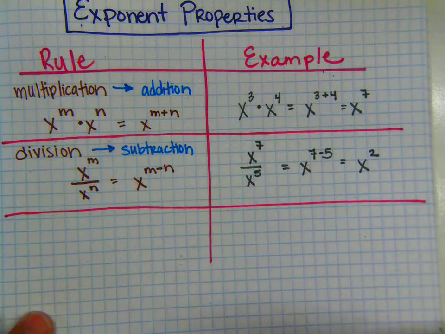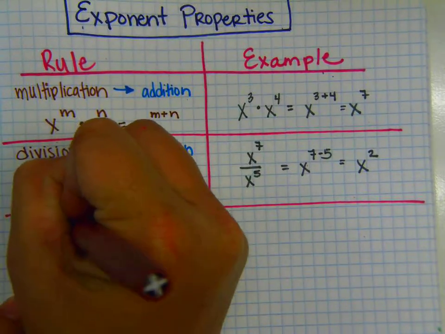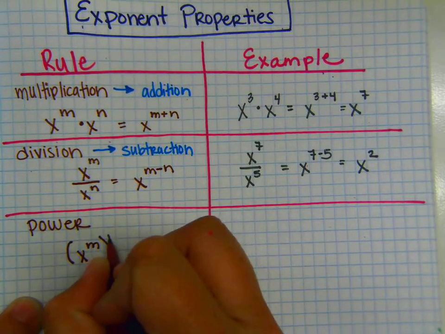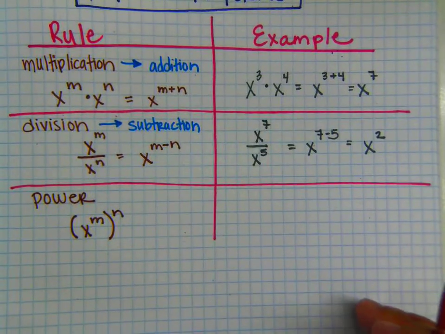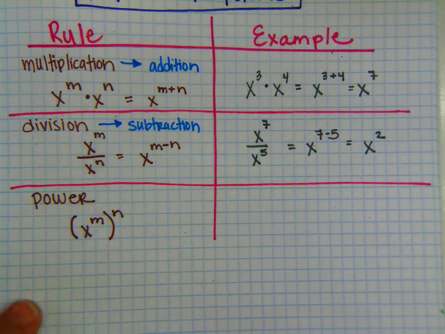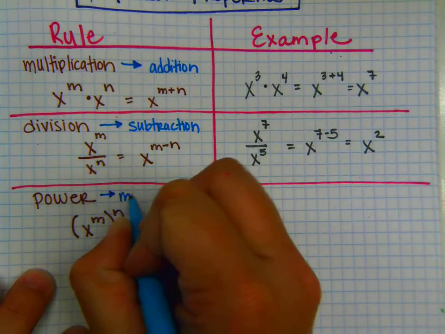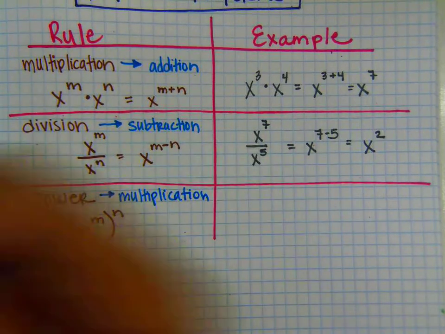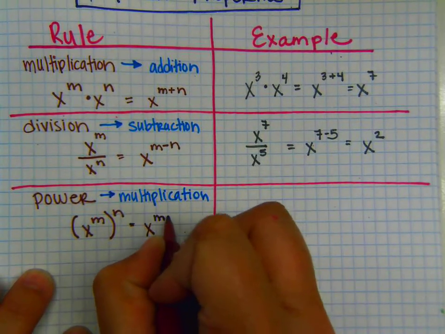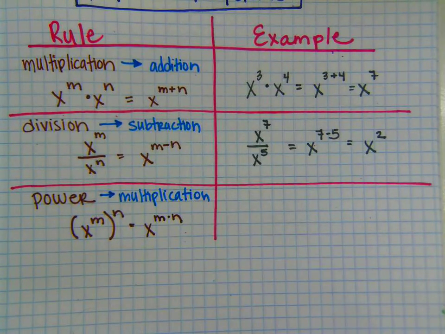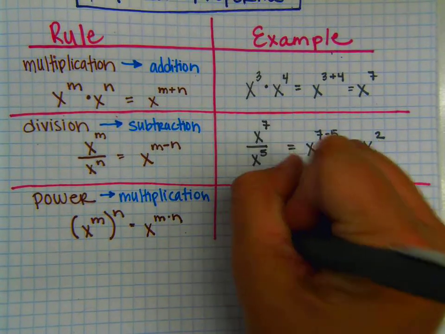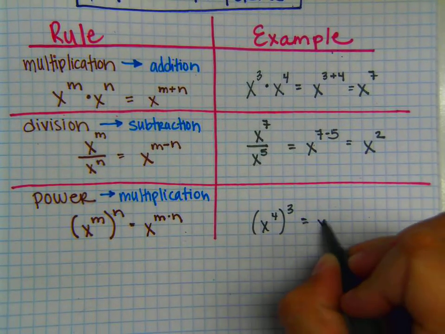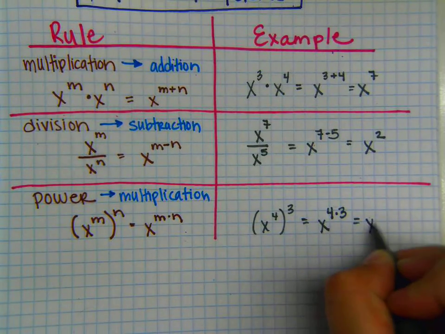We're going to have the power rule, which would look like x to the m to the nth. So we have an exponent raised to another exponent, and when you have that, you're going to use multiplication, which would be x to the m times n. You multiply on the inside. So as an example, we could have x to the 4th to the 3rd. And like I just said, you're going to multiply 4 times 3, which will be x to the 12th.